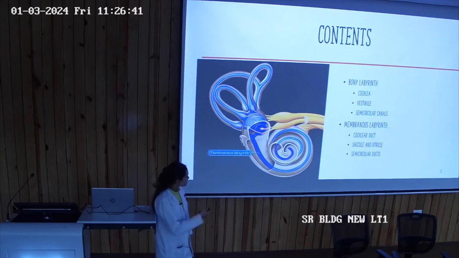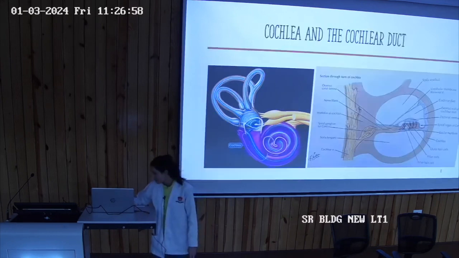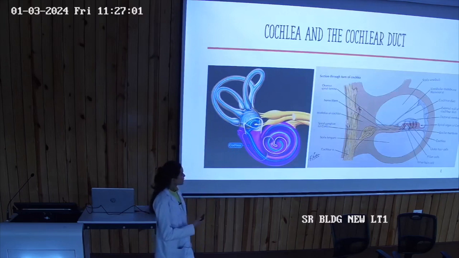It consists of the cochlea, the vestibule, and three semicircular canals. Within the bony labyrinth is the membranous labyrinth, which is filled with a fluid called the endolymph, and it consists of the cochlear duct, saccule and utricle, and three semicircular ducts. Starting with the cochlea and the cochlear duct, the cochlea closely resembles the shell of a snail. In cross section of the cochlea, we come across two structures, the modiolus and the cochlear canal. The modiolus is a conical bony projection around which the cochlear canal spirals and takes 2 3/4 turns.